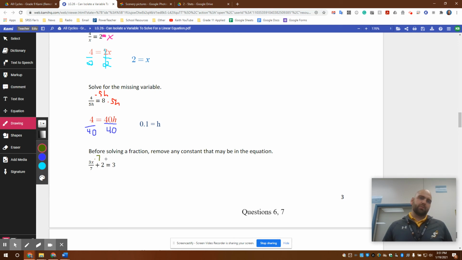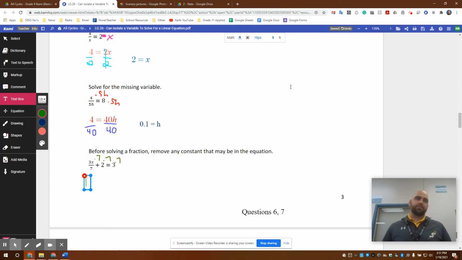If we multiply this by 7, we have to multiply this by 7, and we have to multiply this by 7. And so when we do that, again, we have to multiply every term by 7. Very important that we multiply every term by 7. And so what we get then is 3x all by itself. We get 3x all by itself. And now we're going to be adding 14, and this is going to equal 21.